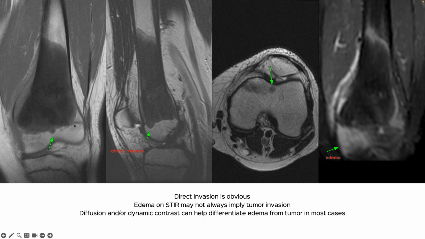So here, this was missed in the original report, because they just didn't look for it. I mean, if you don't know that you're supposed to, then you don't. But you can clearly see here that the tumor has gone past the physeal plate into the epiphysis. It's seen on the axial. The STIR, which was a larger field of view study, shows edema, but it didn't really show the tumor. So there is transphyseal spread.